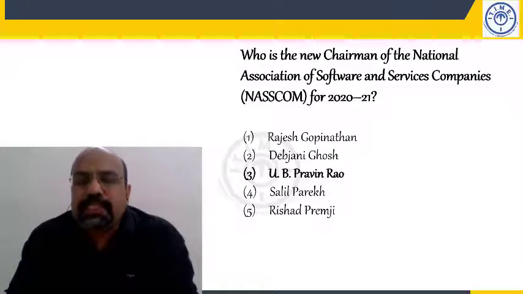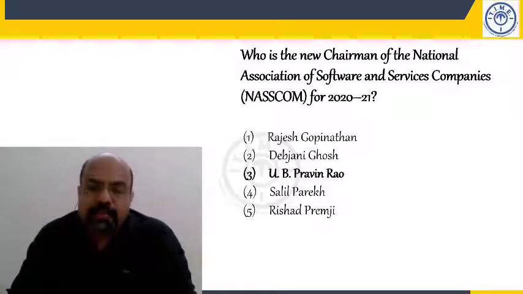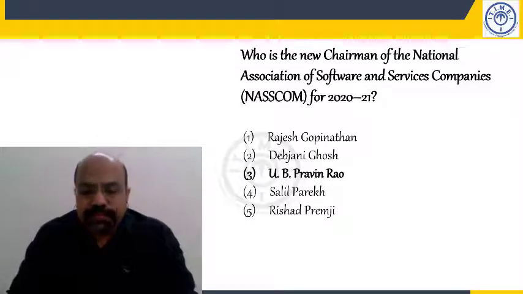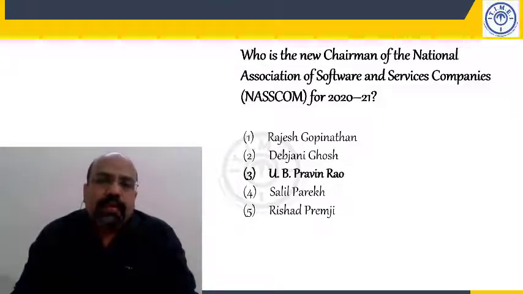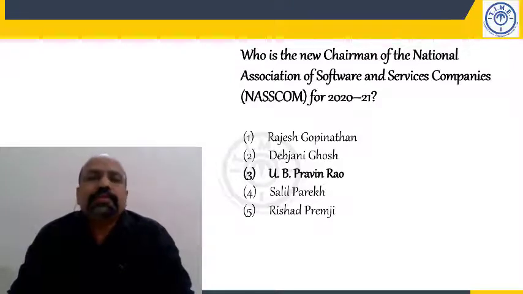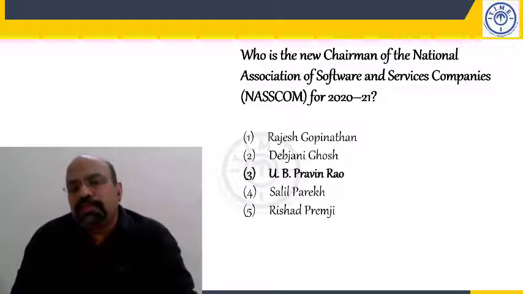NASSCOM, underline that. Point 1, established 1988. Next, head office, New Delhi. Next, current chairman, simple, chairman. Choice 3, UB Praveen Rao, dash. Who is this person? Chief Operating Officer, Infosys Technologies.